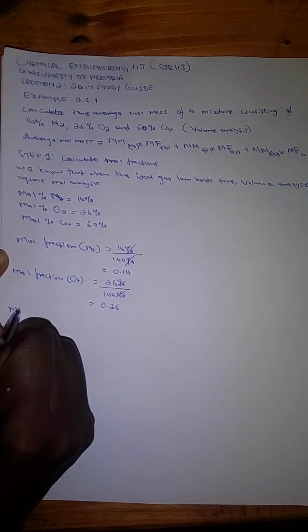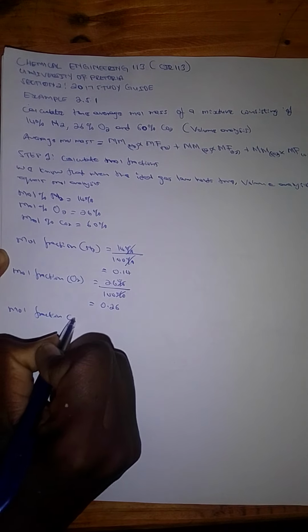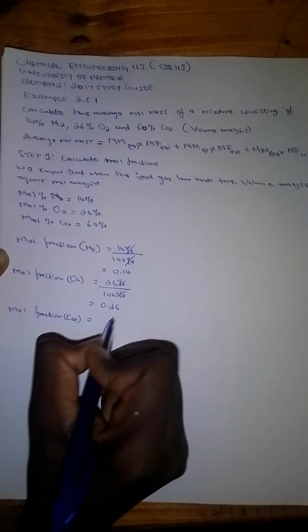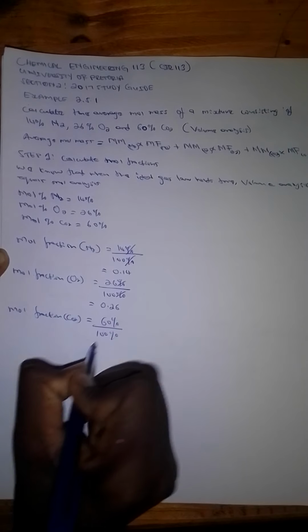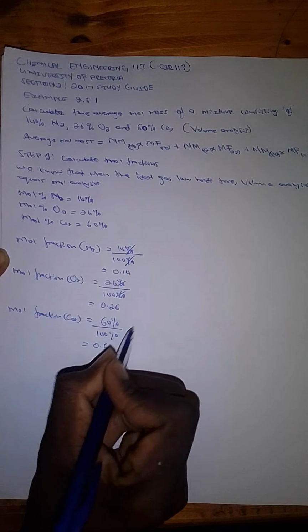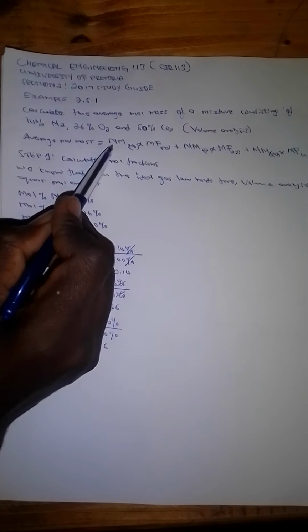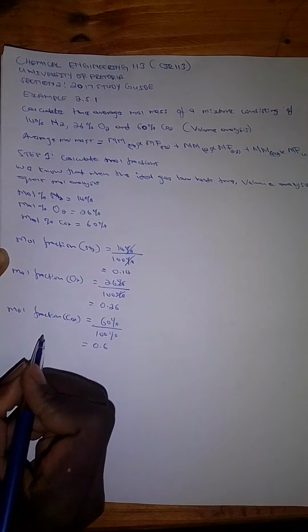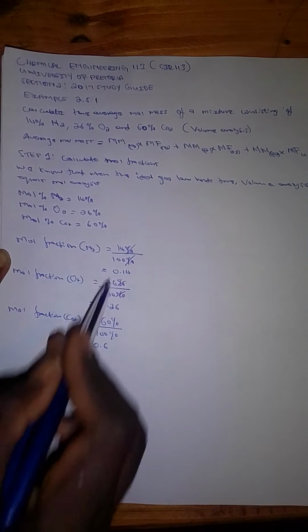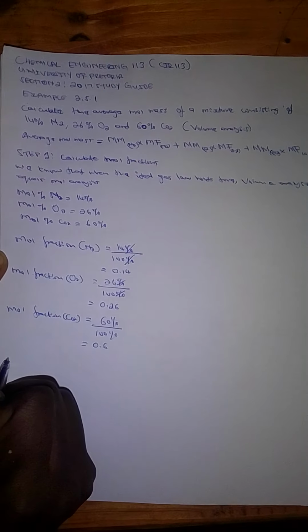Lastly, the mole fraction of CO2 equals 60% over 100%, which makes it 0.6. Now we have the mole fractions, and in our equation we need molar mass times mole fraction, molar mass times mole fraction. Now that we have the information that we need, we rewrite the equation.